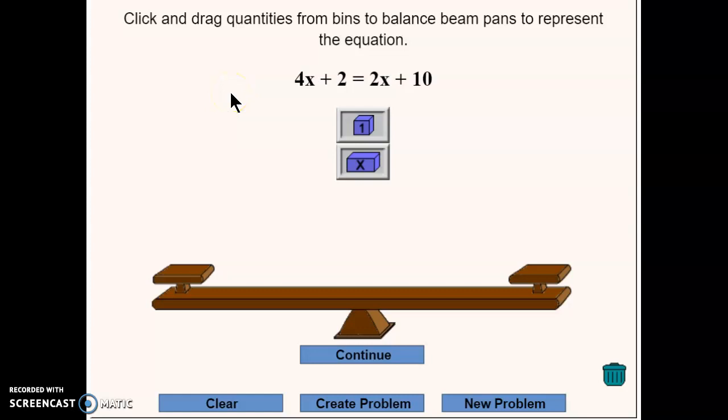Right, this is a different equation, a little bit more complicated, but still the same method. I'm going to show you how to do that. To start with, we set up the equation on this balance.